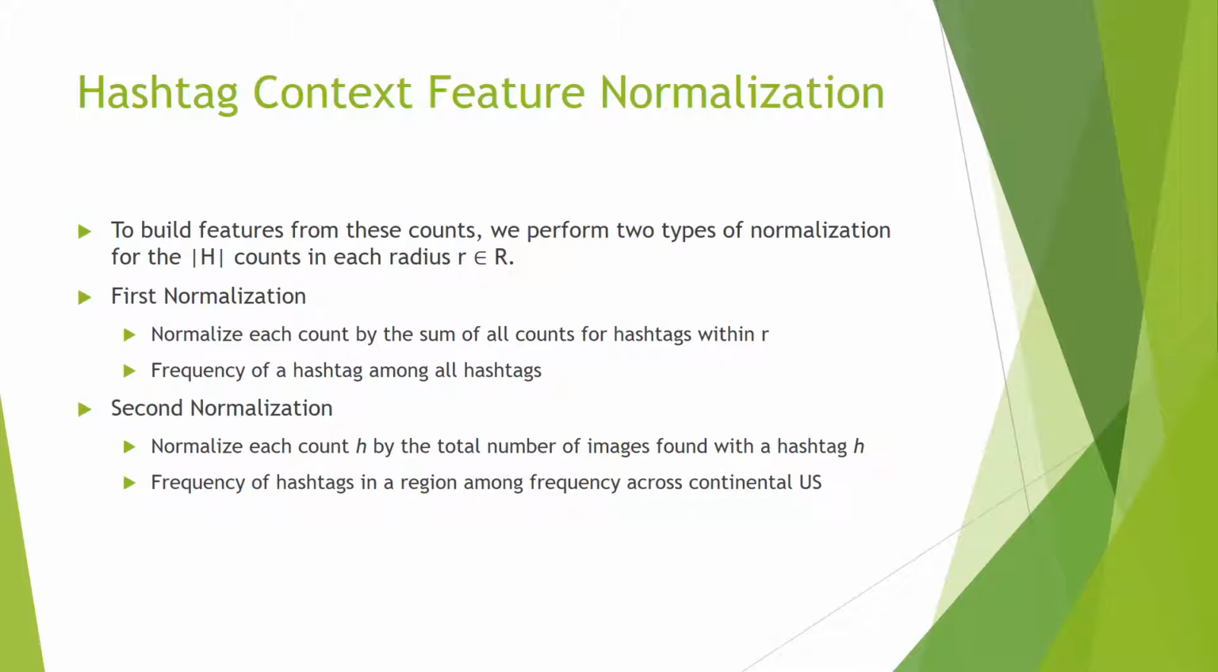Hashtag context normalization. With the datasets obtained, the feature must now be built. There are two normalizations for the hashtag set counts in each radius r of radii R. We normalize each count by the sum of counts for all hashtags, which gives us an idea of the relative frequency of a particular hashtag in relation to other hashtags that appear over an area. For the second, we normalize each hashtag count by the total number of images obtained from Instagram with a particular hashtag. This will provide an estimate on how often a single hashtag appears over a region in relation to over the entire United States.